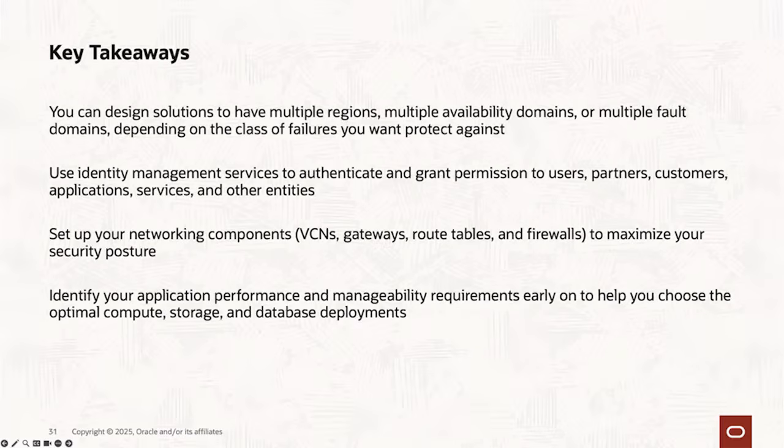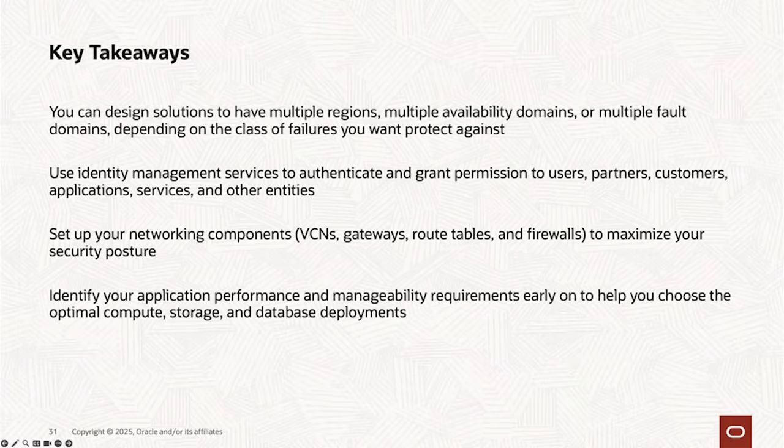So some of the key takeaways here. You can design solutions to have multiple regions, multiple availability domains, or multiple fault domains, depending on the class of failures you want to protect against. You can also use identity management services to authenticate and grant permissions to users, partners, customers, applications, services, or other entities. You can set up your networking components, your VCNs, your gateways, route tables, and firewalls to maximize your security posture. And you can identify your application performance and manageability requirements early on to help choose the optimal compute, storage, and database deployments for your needs.